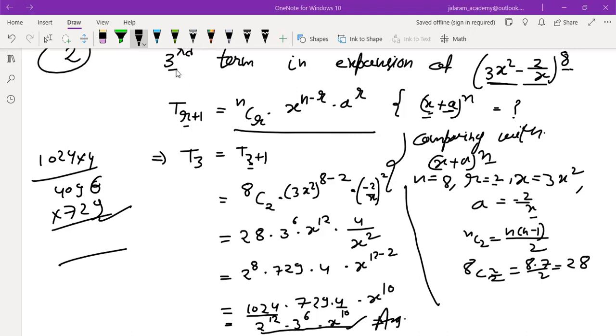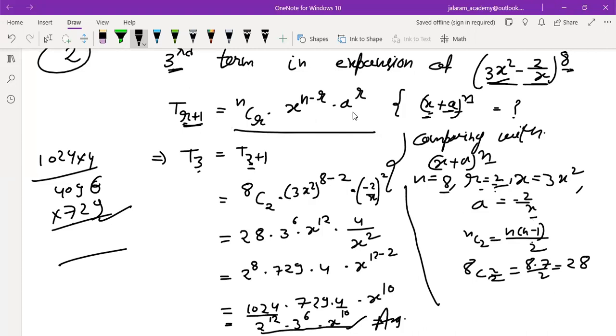Understood the meaning of third term? Third term is the r plus 1th term. In place of r plus 1, we have to write 3, meaning in place of r we are writing 2. So the value of r is 2. N is the power only, so n equals 8. X means the first term of this binomial, which is 3x square. A means the second term of the binomial, which is minus 2 by x.